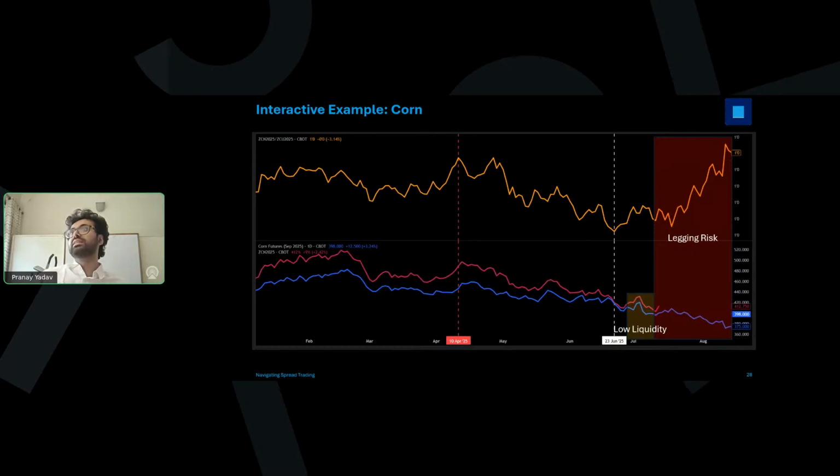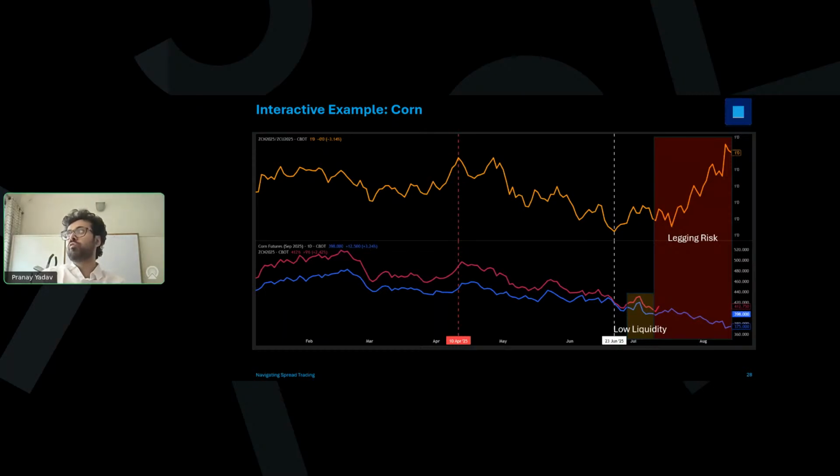After that, we can see the legging risk play out. Legging risk is when one leg has expired, the other leg is still active. Now you can see the spread is still moving, right? We can see the orange line up top that represents the spread that's still rising after one of the contracts has expired.